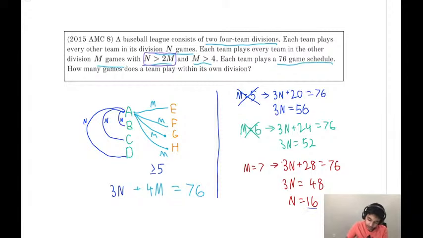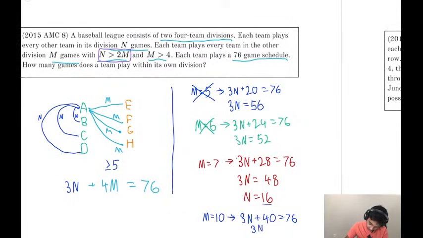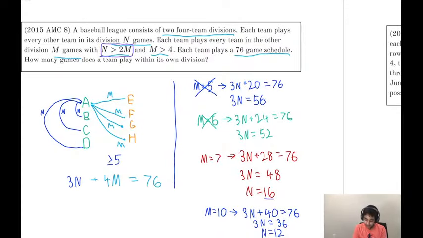But what if we continued on? If we continued on, we would also find that m equal to 10 is a solution. If m equal to 10, then 3n plus 40 is 76, or 3n is 36, and that would mean n is 12. You might think maybe this solution also works, but it actually does not. The reason is that 12 is not greater than 2 times 10. So this solution doesn't work. So our only solution is m equal to 7, n equal to 16.